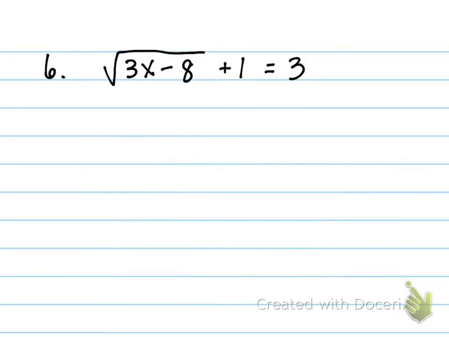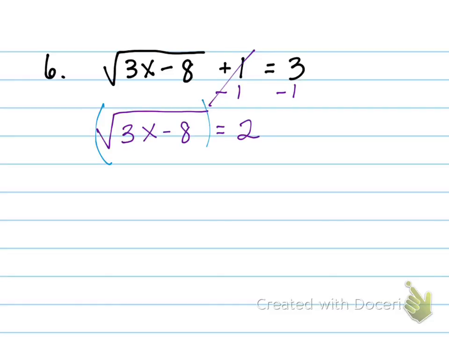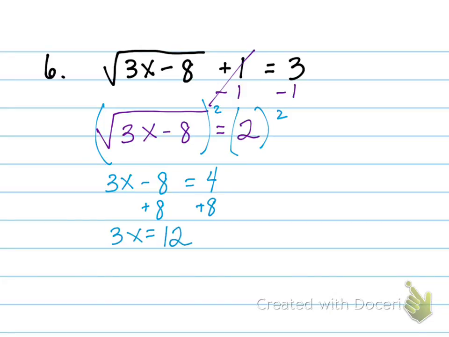Okay, we're going to try another one. I want to move this over to the other side, so subtract 1 from each side. 3x minus 8 equals 2. Raise it to the second power. So 3x minus 8 equals 4. Add 8 to each side. Divide by 3, so x equals 4.